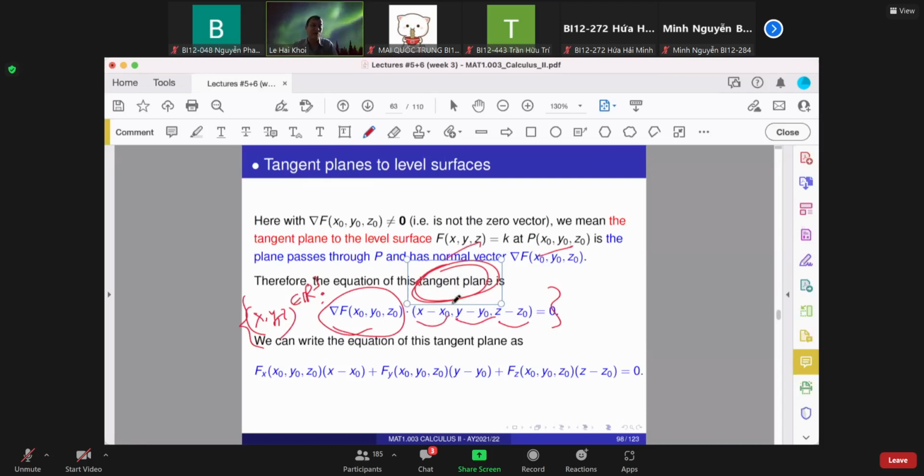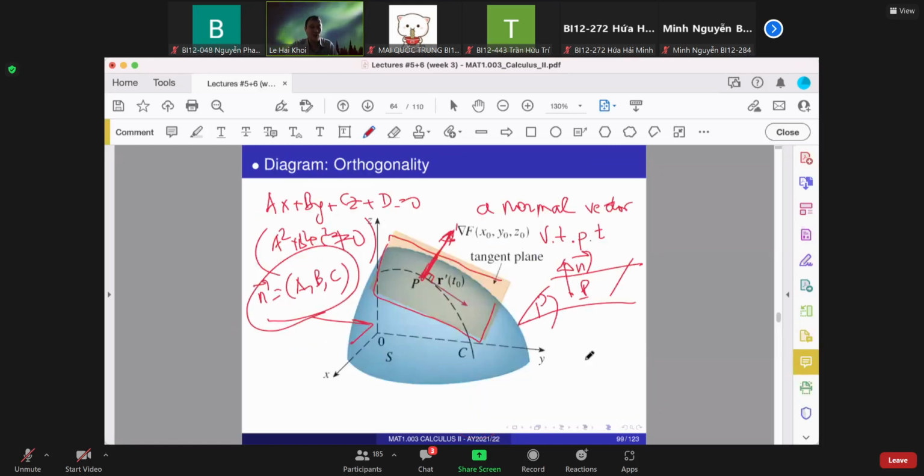And this, of course, you can understand is a scalar product of two vectors. And you have this fx, fy, fz multiplied by x minus x0, y minus y0, z minus z0, because the gradient vector is fx, fy, fz, right? The product of two vectors, you have this situation. So this is exactly what you already studied in high school, right?